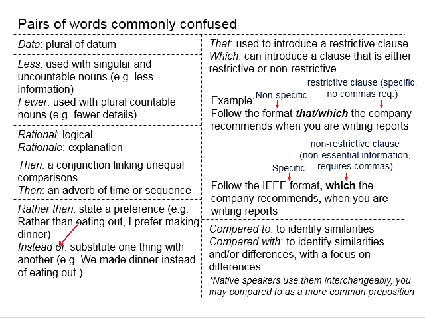And instead of is used to substitute one thing with another. It means that only one thing is allowed out of the options. For example, we made dinner instead of eating out. Both sentences here seem to be similar.